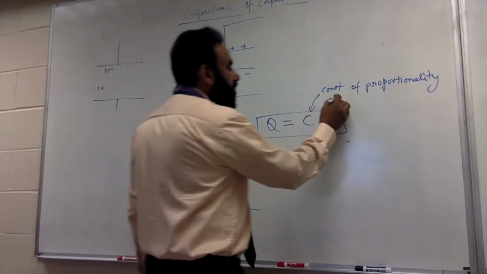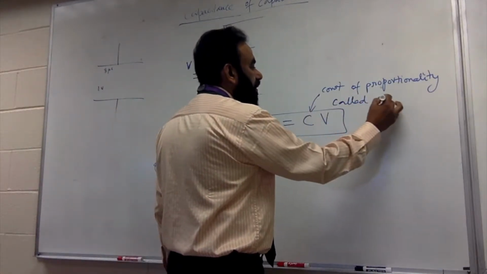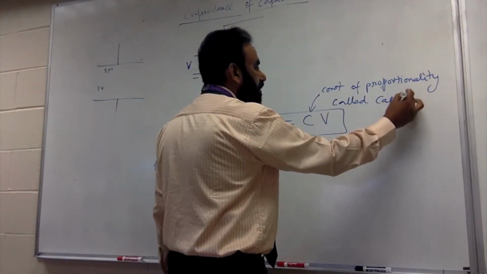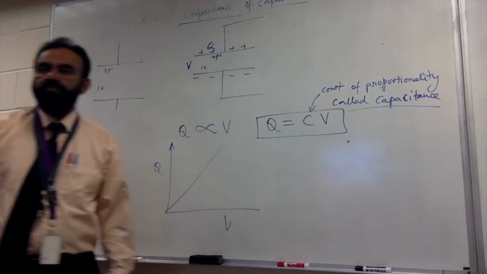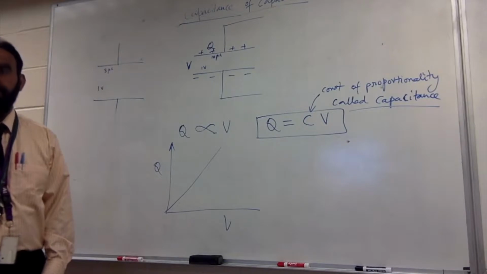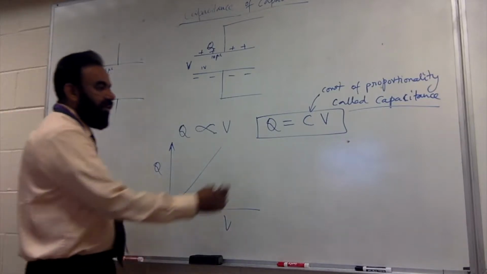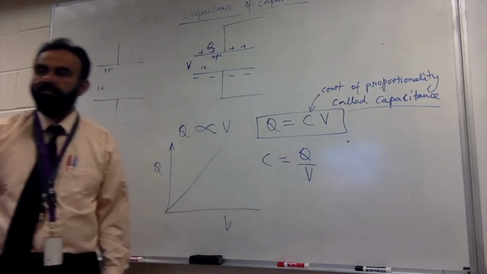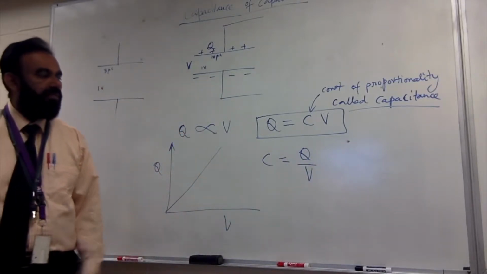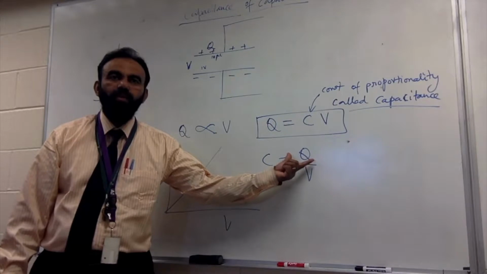Called capacitance. That's called the capacitance of the capacitor. So essentially, C is going to be Q over V, which simply means how many coulombs can it hold per volt.